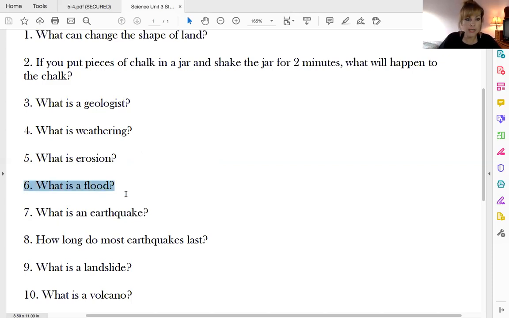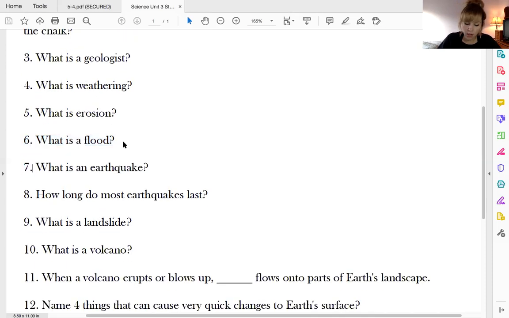The next question says, what is a flood? I put a flood is water that covers land that is usually dry, okay? So if I had a parking lot that's usually dry, when there's a flood on my parking lot, it's full of water. It's usually land that's dry, but it's flooded with water.